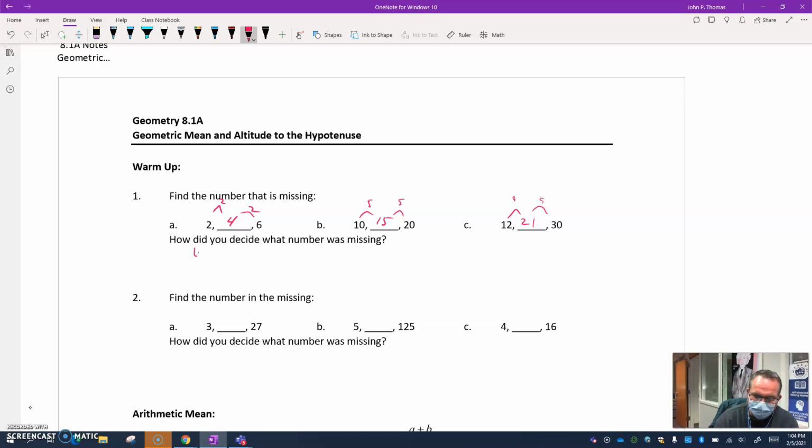All right, so this is the average of the two numbers. Or we can think even steps. And when I say even steps, that's with addition.